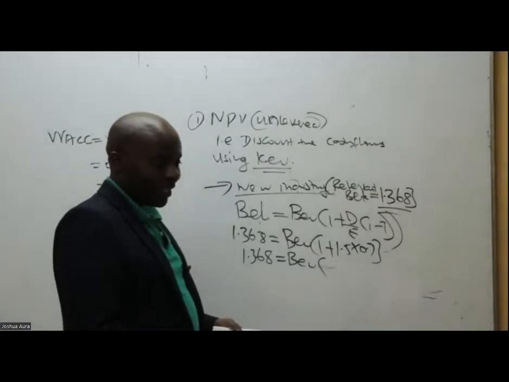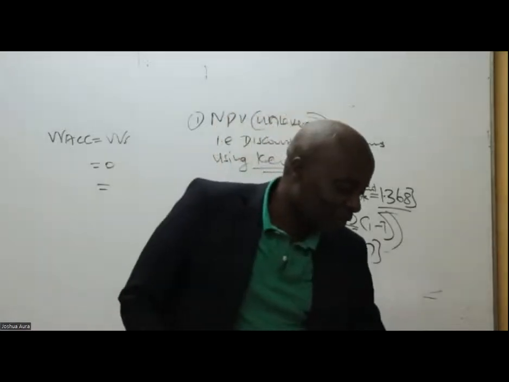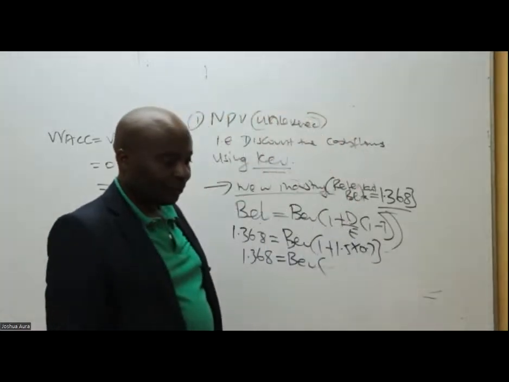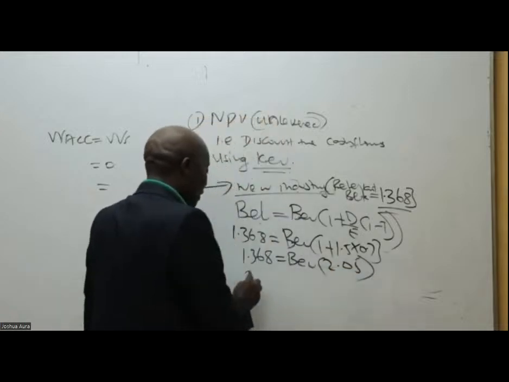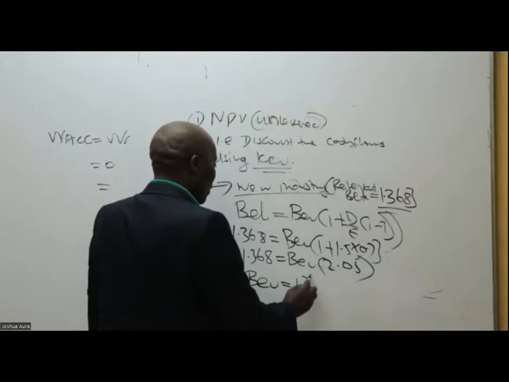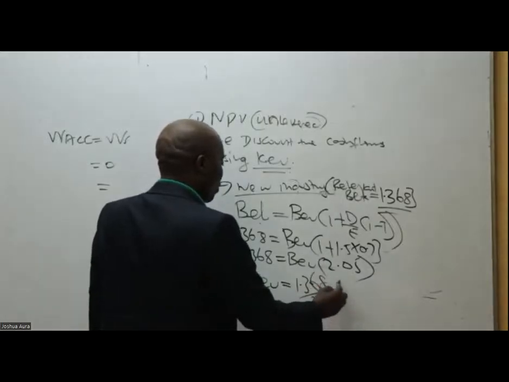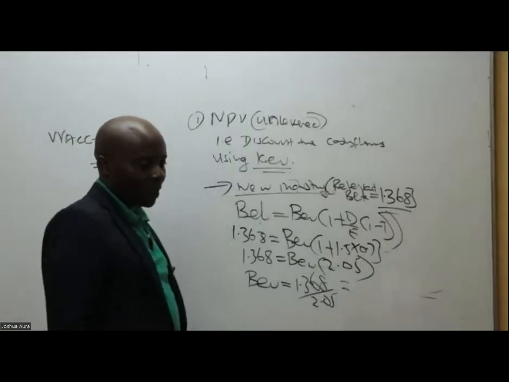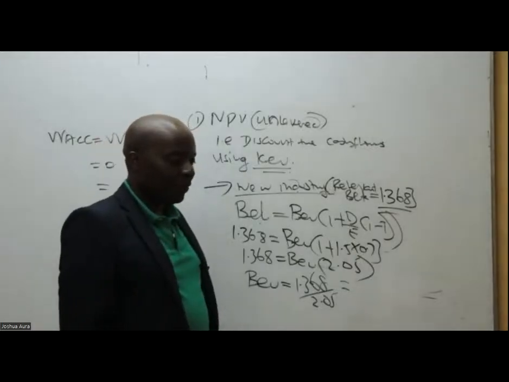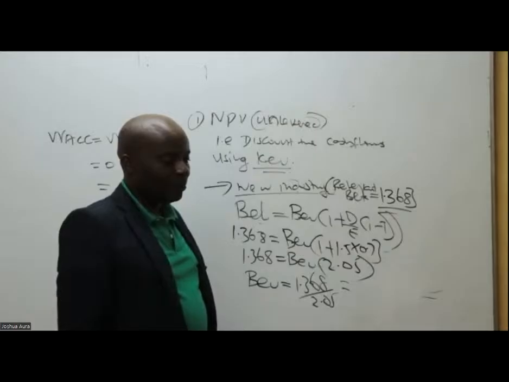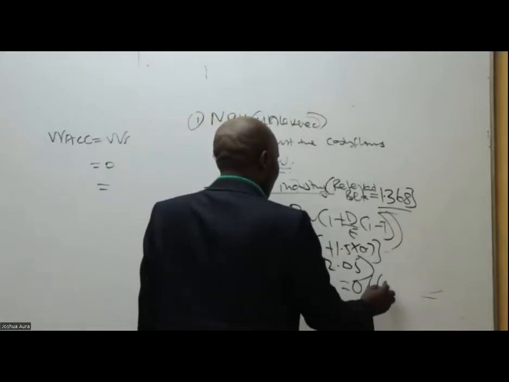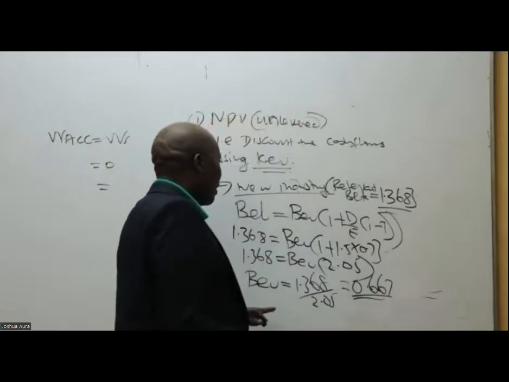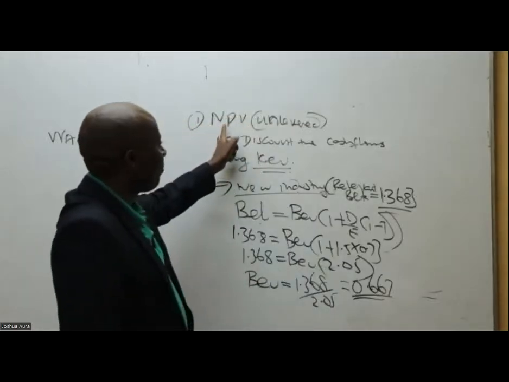I happen to be having another class, so you have to move with speed. 2.05, and then I will be able to get the famous beta unlevered by taking 1.368 divided by 2.05, which will end up giving me what figure? Somebody here, what figure, ladies and gentlemen? 0.667.